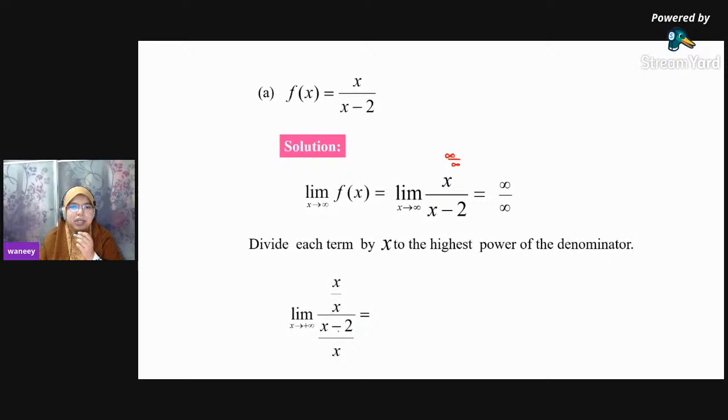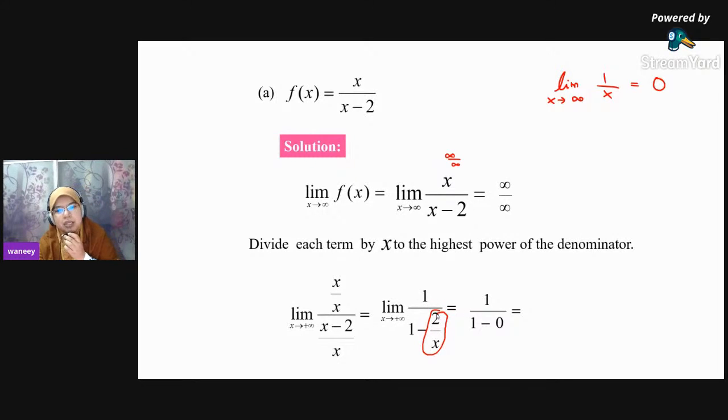x over x, this is 1. And then x minus 2 over x, separate them into two fractions, x over x minus 2 over x. And then, do you remember, if we have the limit for x approaches infinity for 1 over x, this is actually equal to 0. Therefore, the 2 over x is actually 0. So this is 1 over 1 minus 0. Therefore, it is simply equal to 1. So one of the horizontal asymptotes is y equal to 1.